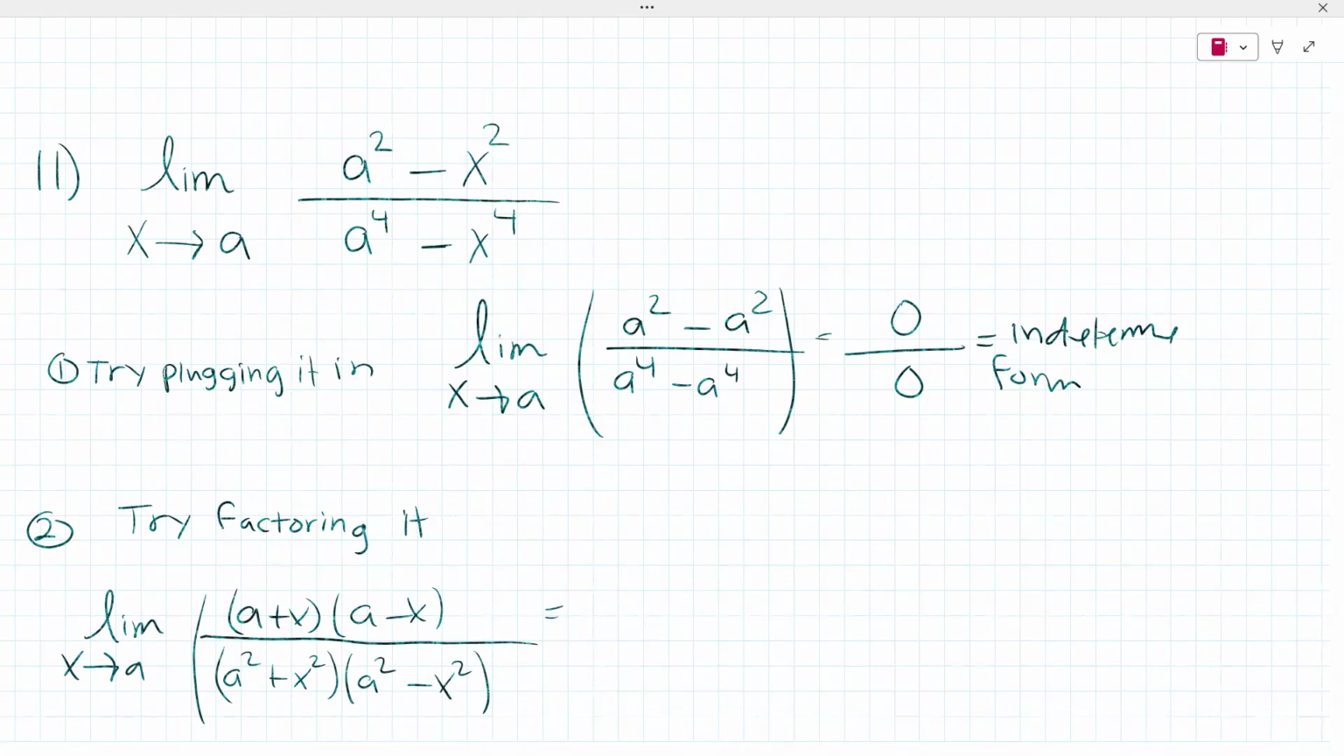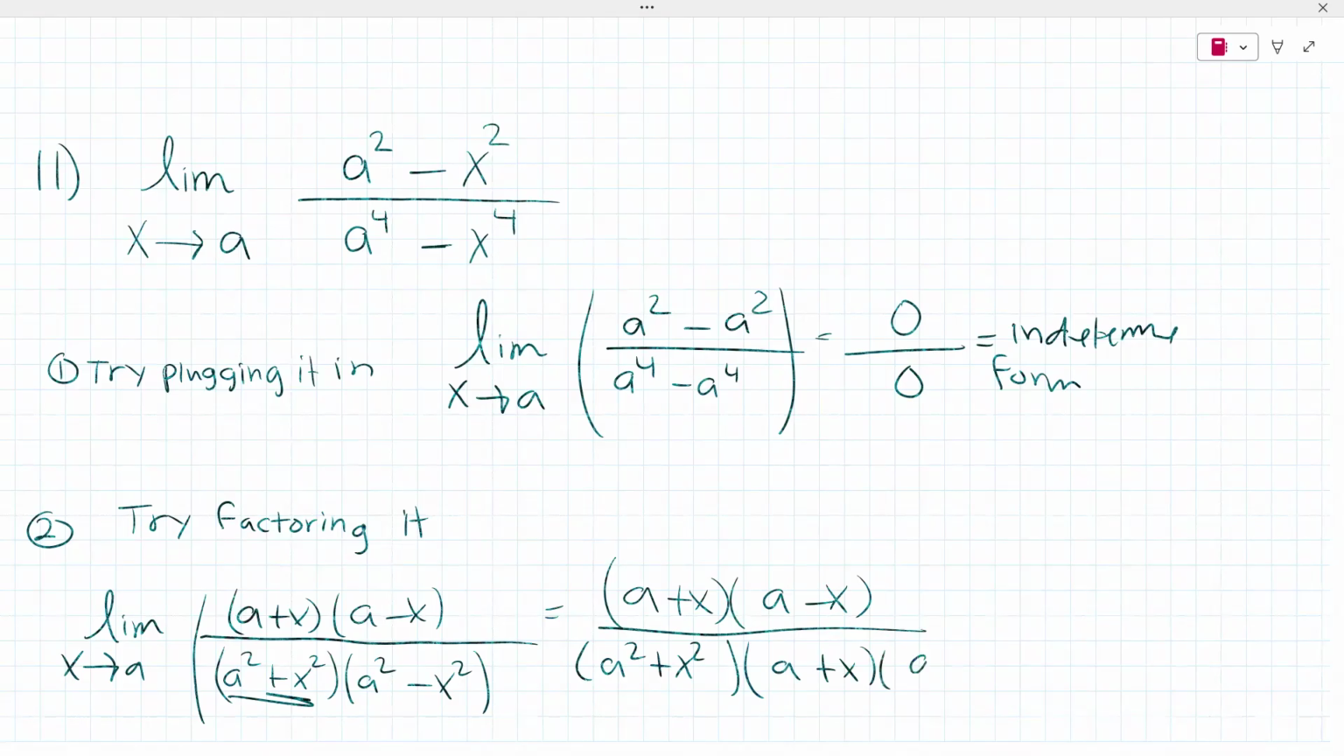Could it be factored even more? Maybe the bottom, the top is good. Right, the top is good. The bottom, this can't be broken down because it has a plus, but a squared minus x squared can be broken down, it's also a perfect square. It could be expressed as a plus x times a minus x. And what do you see that cancels? Let's see, a minus x and then the a plus x.